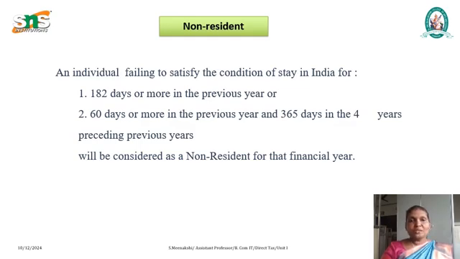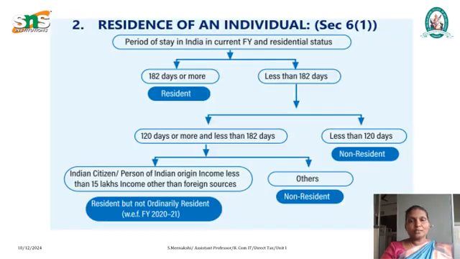The third category is non-resident. Any individual failing to satisfy the condition of stay in India for 182 days or more in the previous year, or 60 days or more in the previous year and 365 days in the 4 years preceding the previous year, failing even any one of the conditions, will be declared a non-resident. So this is the complete chart for easy understanding. When you look at it, you can easily remember the conditions to determine the residential status of any individual.